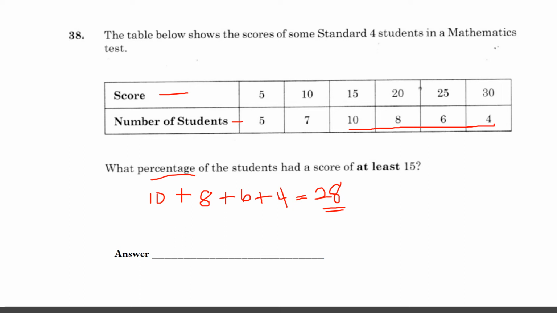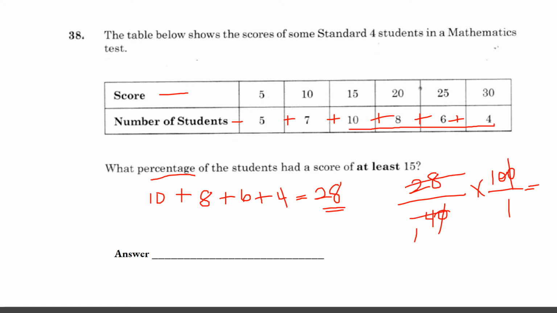So to find the percent, we are going to put the number of students who scored at least 15 over the total number of students. Again, we're getting the total number of students by adding all the students. And to get a percent, we need to multiply by 100. And let's simplify this. This zero could cancel this zero. 4 into 4, 1. 4 can go into 28 seven times. And then we have 7 by 10 is going to give us 70. So our answer is 70%.